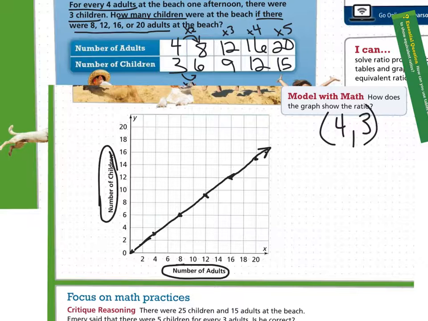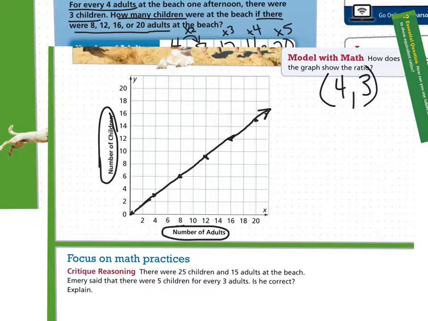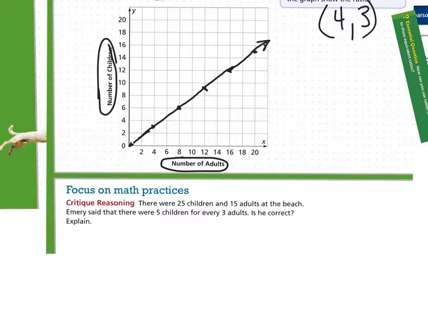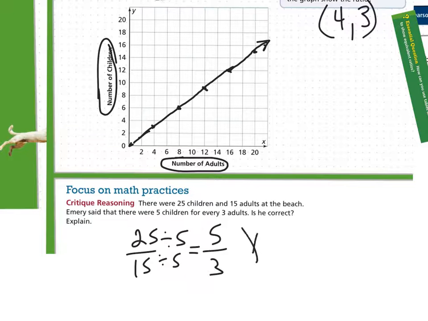So at the bottom it says if there were 25 children and 15 adults at the beach, Emery said there were 5 children for every 3 adults. Is he correct? Well, that just goes back to what we've talked about before. And really you could just reduce those. That reduces to 5 to 3, and so yes, he is correct.